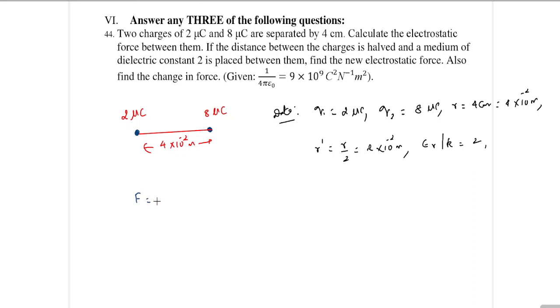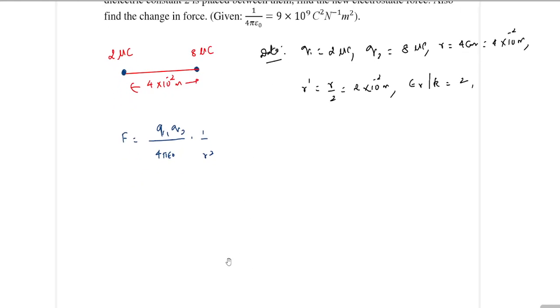So the force between 2 point charges is given as 1 by 4 pi epsilon naught, q1 q2 by r square. That is equal to, if you call this point A and then point B, that is equal to q1 q2 by r square, and the constant 1 by 4 pi epsilon naught is already given as a constant here.